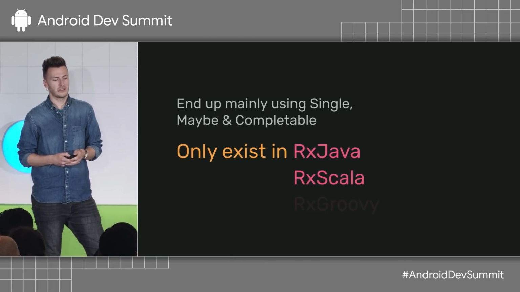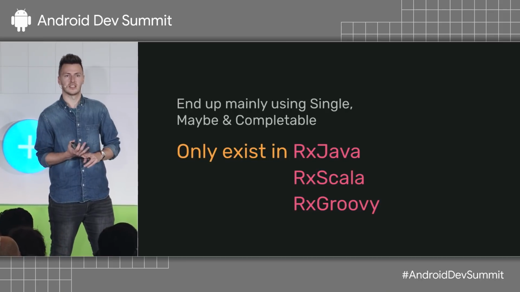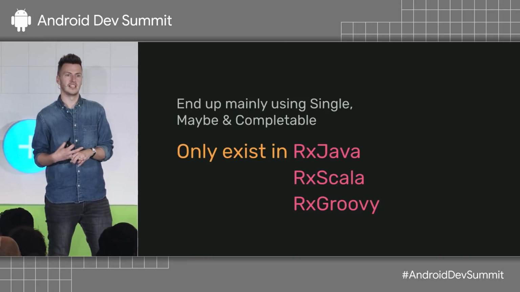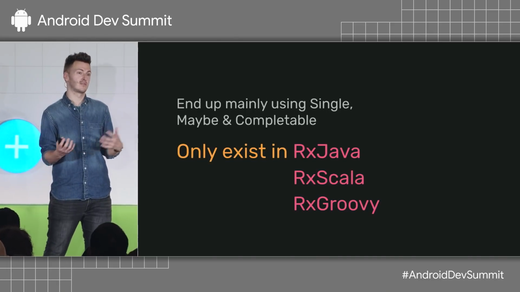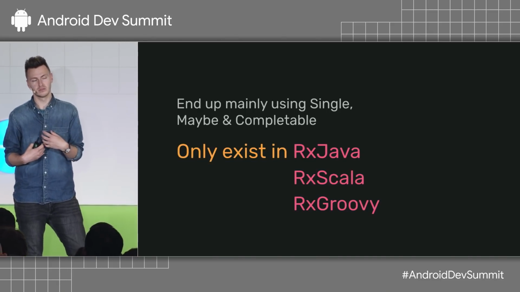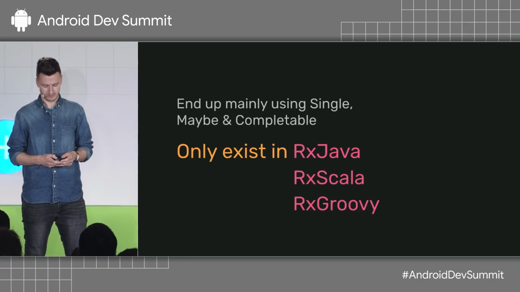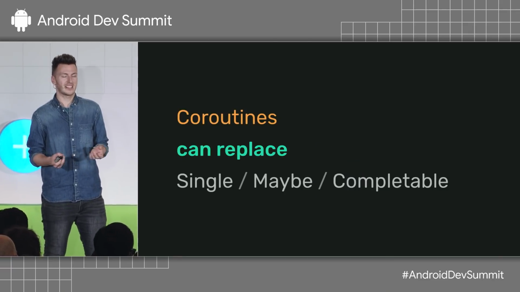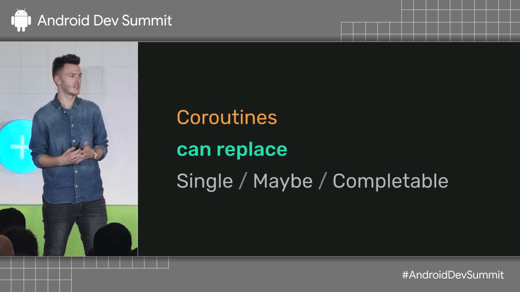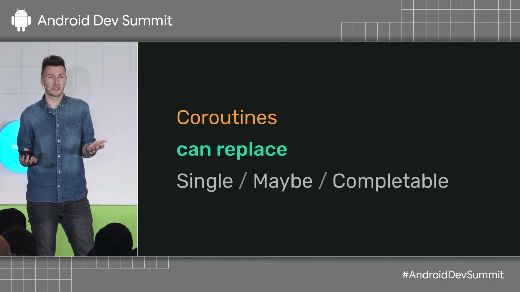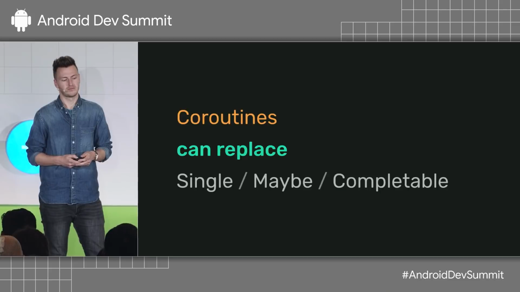But in fact, they only actually exist on RxJava, RxScala, and RxGroovy. They don't actually exist on any other platform. So as I said earlier, maybe it's more of a reflection of the APIs that we have at our disposal rather than the fact that they're needed. So coroutines can actually quite easily replace Single, Maybe, and Completable. They do exactly what you think. And we said earlier about replacing callbacks. They also replace these quite nicely.